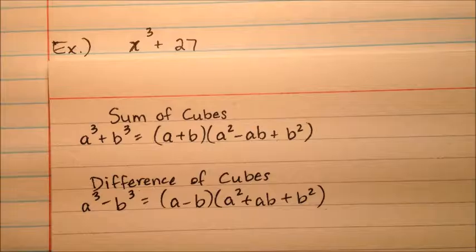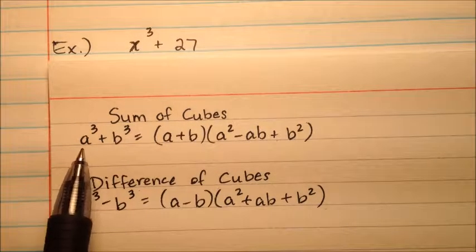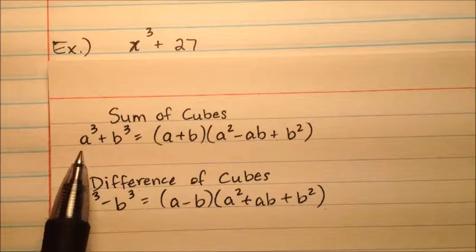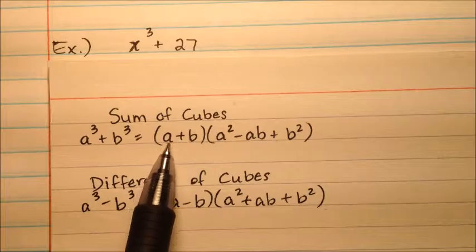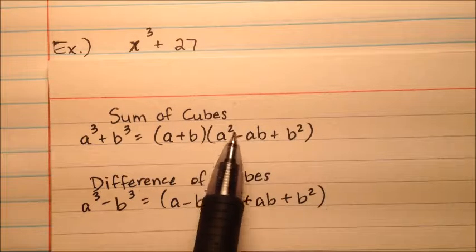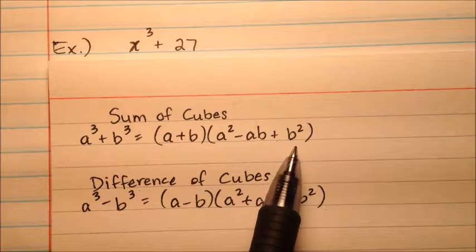The sum of cubes is going to be a cubed plus b cubed, where a and b are the two terms that were cubed. Once we find the cube root for those, we're going to say a plus b is the first quantity, times the second quantity, a squared minus ab plus b squared.